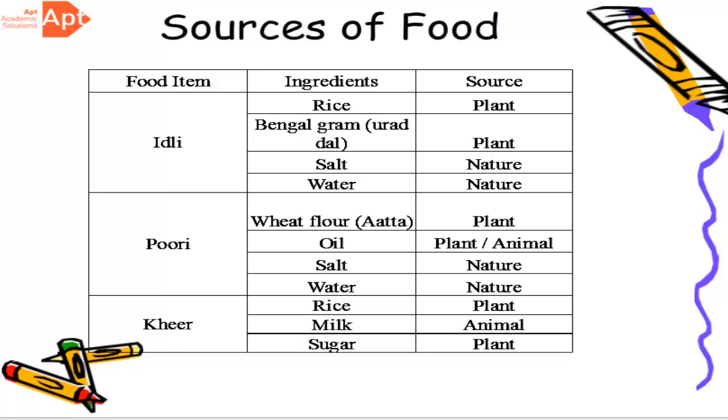And if we talk about puri, we need wheat flour, oil, salt. And where do we get all these from? Wheat flour we get from plant. Oil again we get from either plant or animal. And salt again from nature. For preparing kheer, we would say we need rice, milk and sugar. So rice we know we will get from the plant, rice plant. Milk we would get from animal, that's milk product, also we can use from animals. Sugar again we get from sugarcane, which is a plant here.